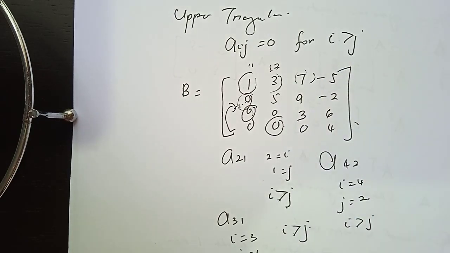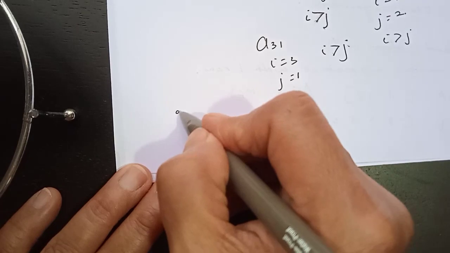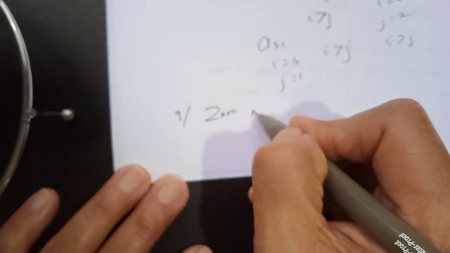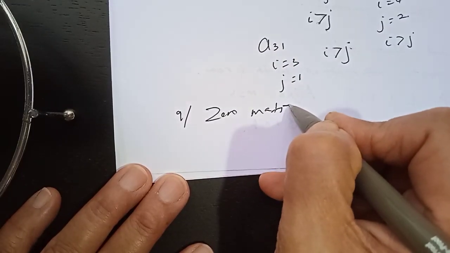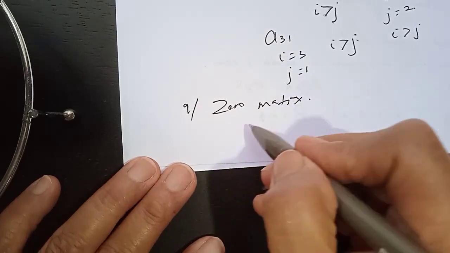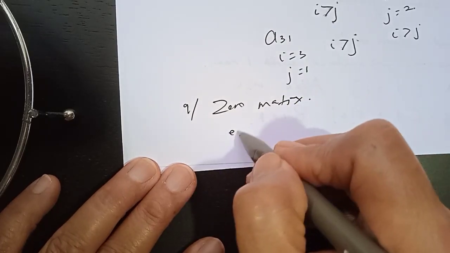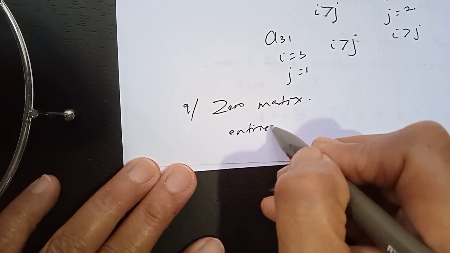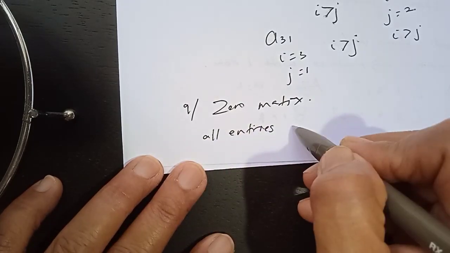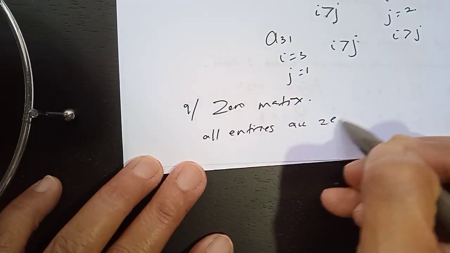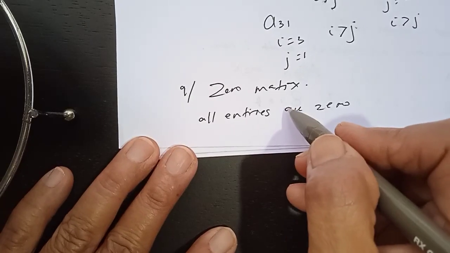Okay, last one is the zero matrix. A zero matrix means that all entries are 0. Entries means the elements. All entries are 0. So we call this a zero matrix.